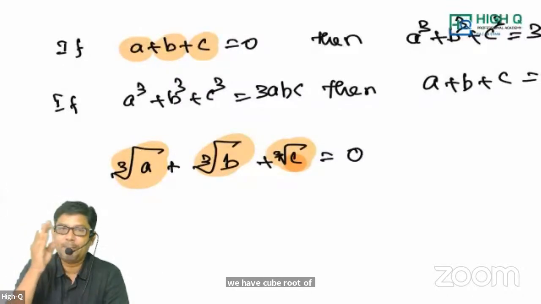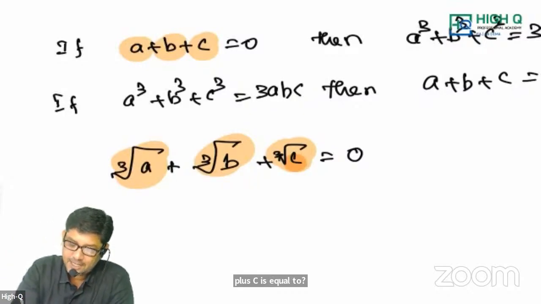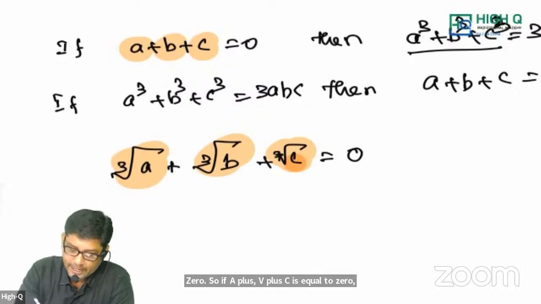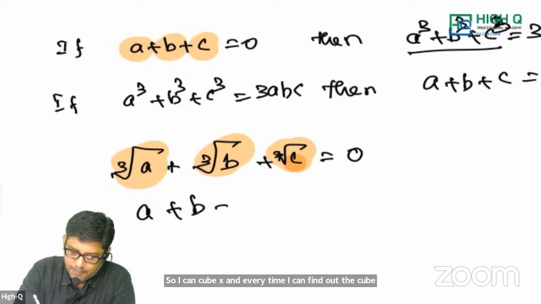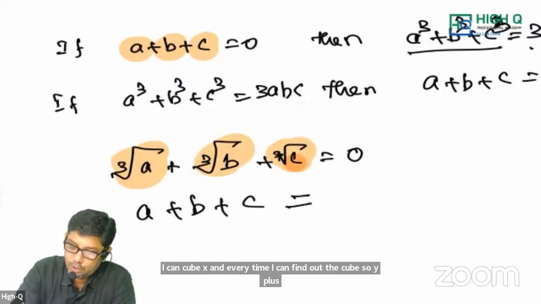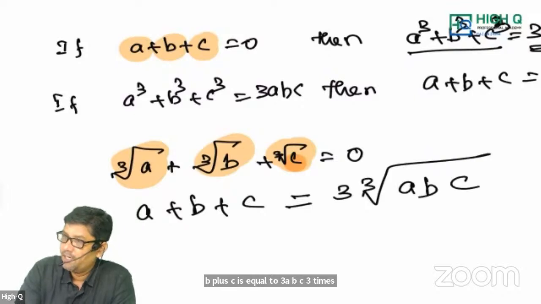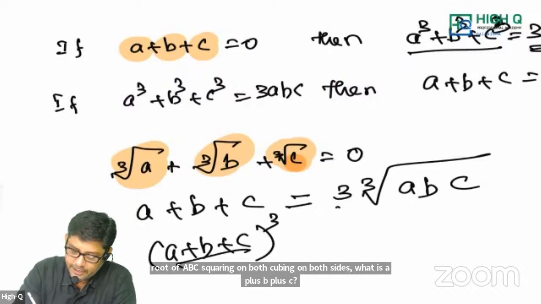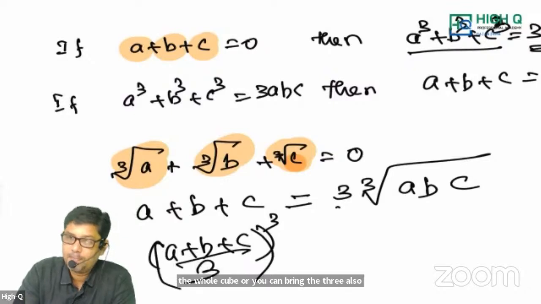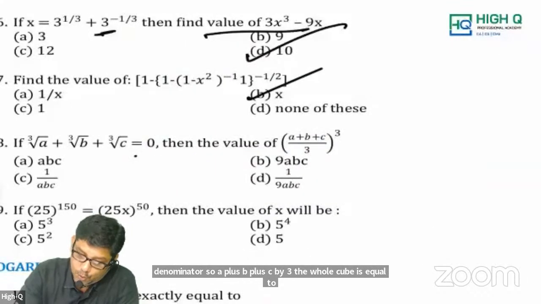Is it of the form of a plus b plus c is equal to 0? So if a plus b plus c is equal to 0, this rule can be applied. So I can cube each and every term, I can find out the cube. So a plus b plus c is equal to 3abc, 3 times cube root of abc. Cubing on both sides, what is a plus b plus c, the whole cube? Or you can bring the 3 also denominator. So a plus b plus c by 3, the whole cube is equal to abc. Answer is over.